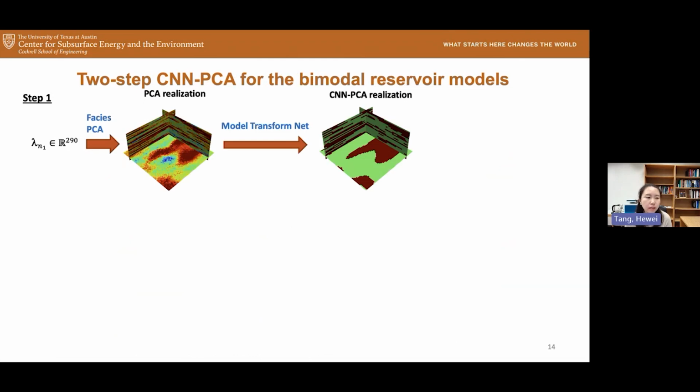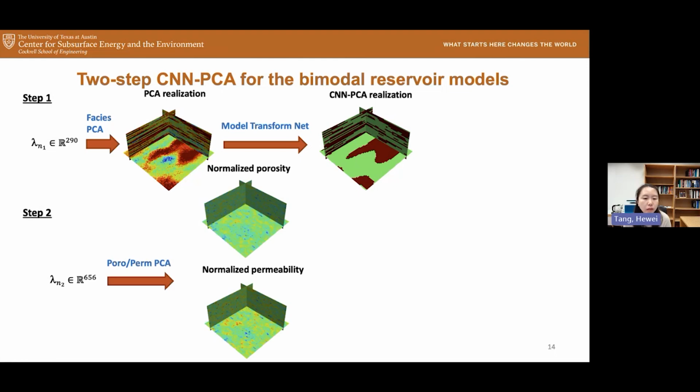So here, this is our first step. We use a 290 dimension latent variable to generate facies PCA realizations and then apply a model transform net to get a CNN PCA realization. And then for the porosity and permeability realizations, we just apply the traditional PCA approach.